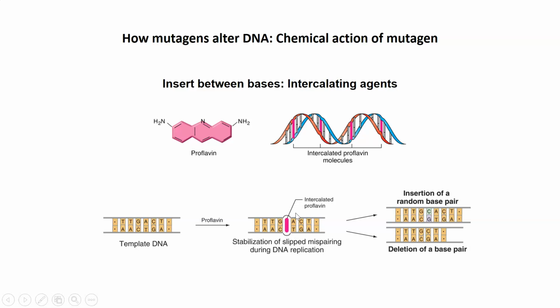A DNA polymerase encountering an intercalating agent in a single strand when it's being replicated will result in either the insertion of a single base or the deletion of one of the neighboring base pairs. Okay, so intercalating agents are mutagens that don't cause base substitution. They cause insertion or deletion mutations.